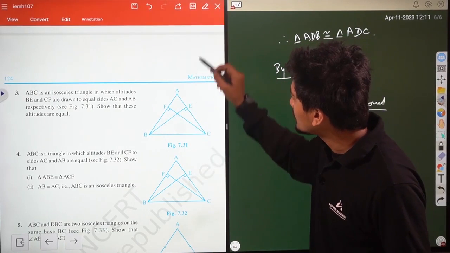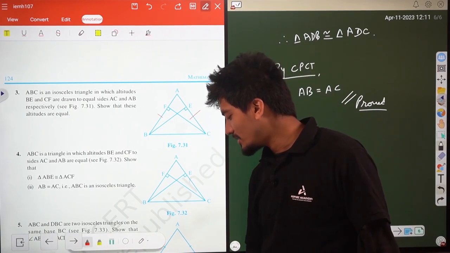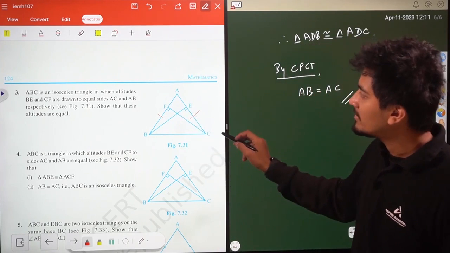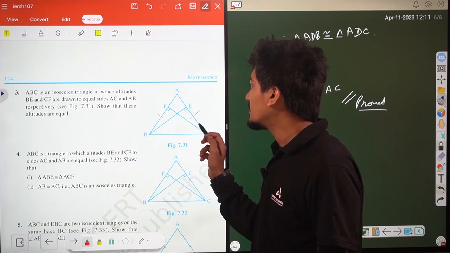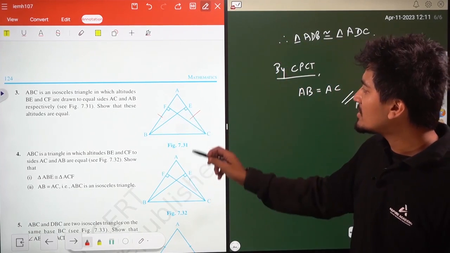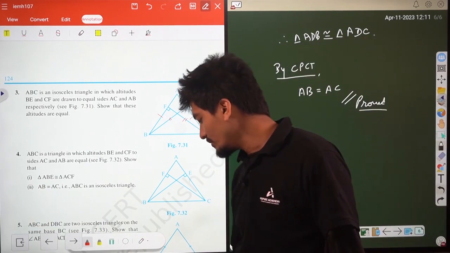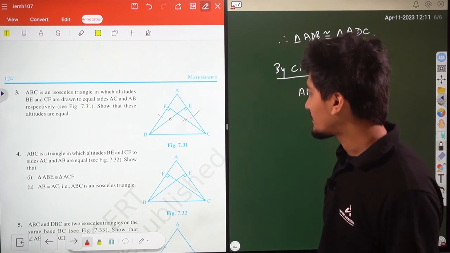That means these two sides are already equal. It is given that AB and AC are two equal sides. Okay, this is given, and these are the altitudes. We have to show that the altitudes are also equal. That means BE is equal to CF. We need to show this. Okay, now let's do it.